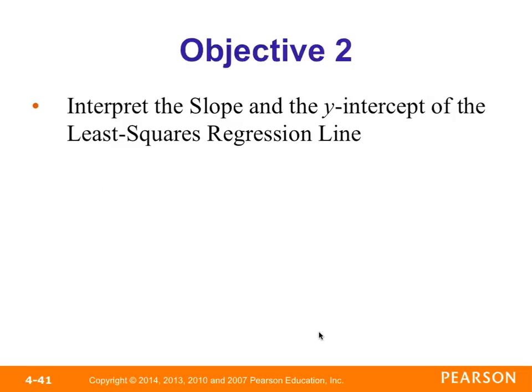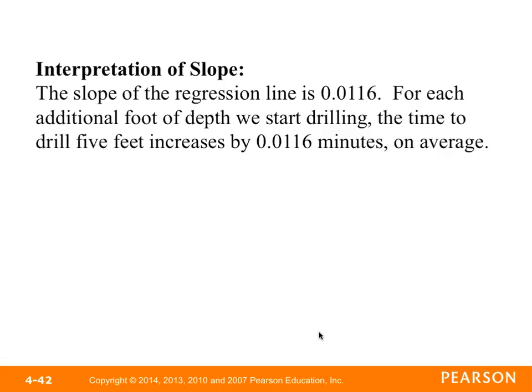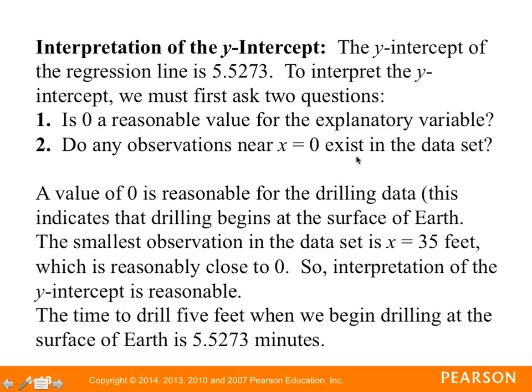Now, if we want to interpret the slope and the y-intercept, we have to think a little bit about the actual scenario. So we know that the slope of the line is 0.0116. So that means in this case, every additional foot that we add, we're going to add this many minutes. So for every additional 5 feet, we're going to be increasing by 0.0116 minutes on average.